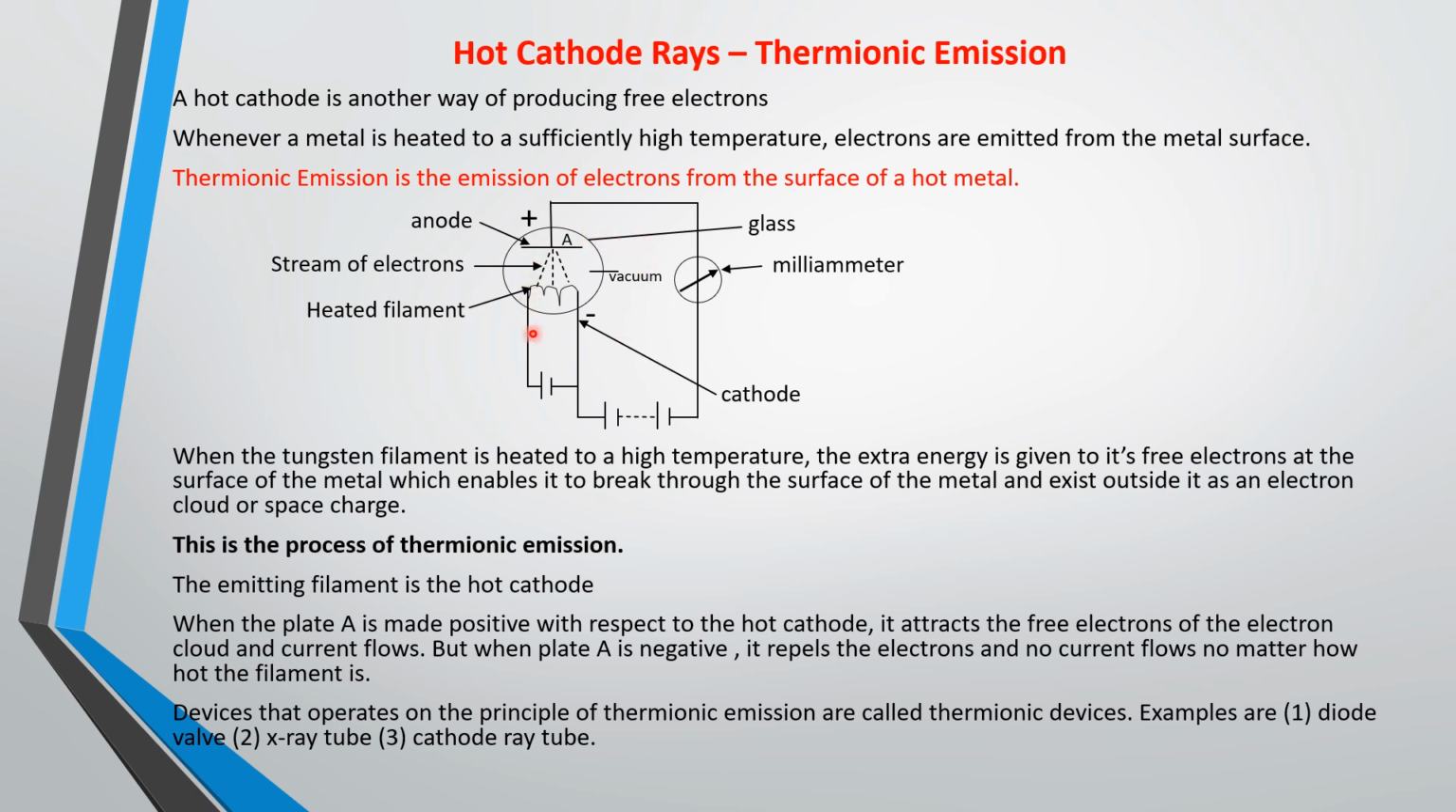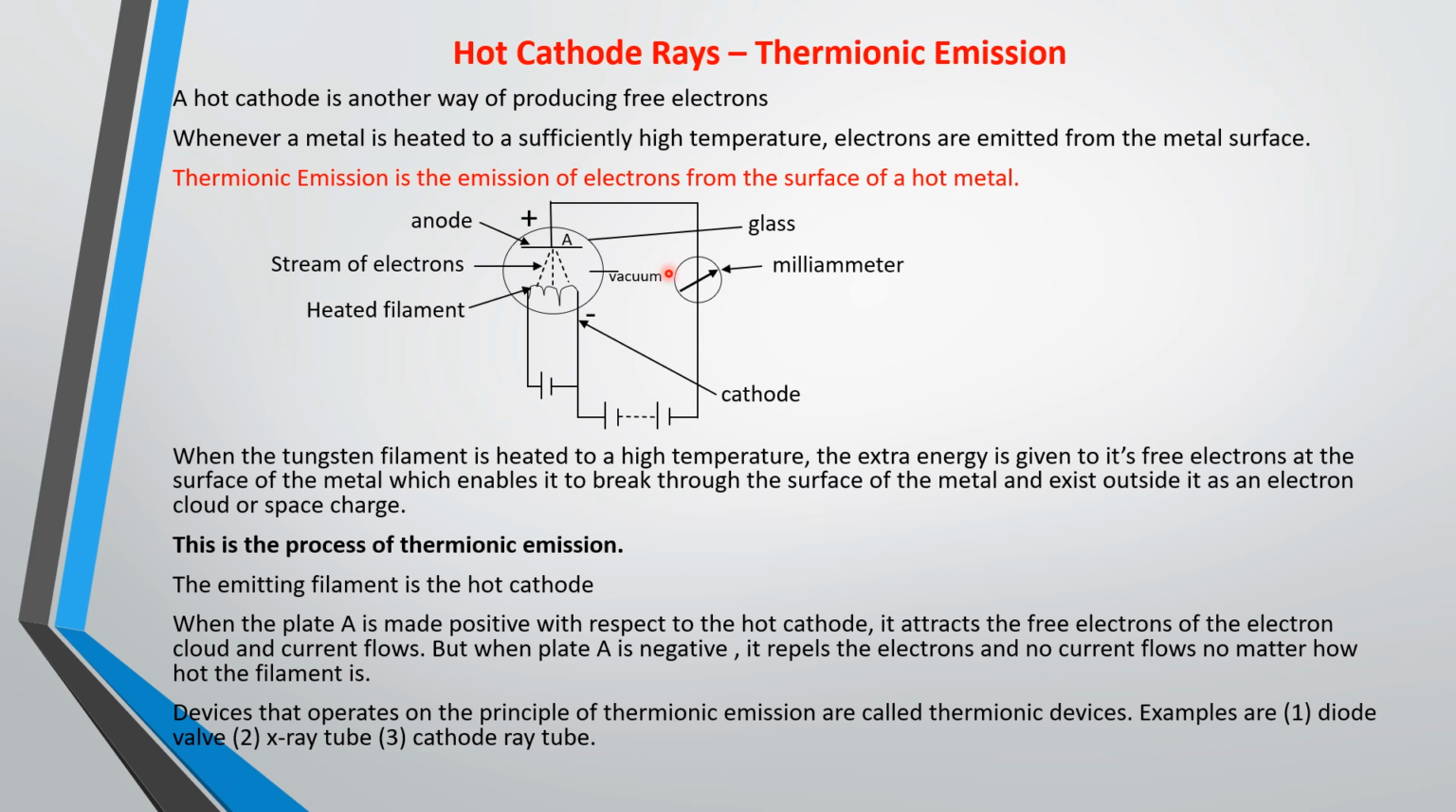The picture here shows a sketch diagram of a hot cathode that can be used to produce free electrons. Whenever a metal is heated to a sufficiently high temperature, electrons are emitted from the metal surface, and that is what thermionic emission is all about. Thermionic emission is the emission of electrons from the surface of a hot metal. And how does this happen?